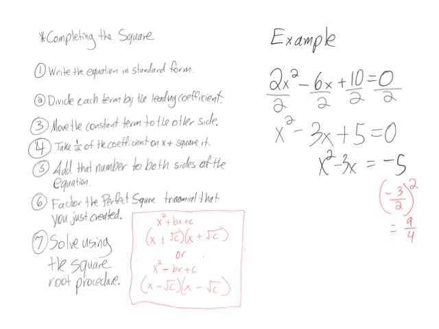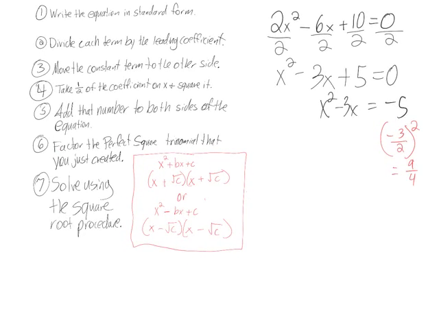Okay? Then the next thing to do is to add that number to both sides of the equation. So that's where we're going next. I'm going to scoot up just a little bit so we've got a little bit more room. So if I add 9/4 to both sides, I get x squared minus 3x plus 9/4 is equal to negative 5 plus 9/4.